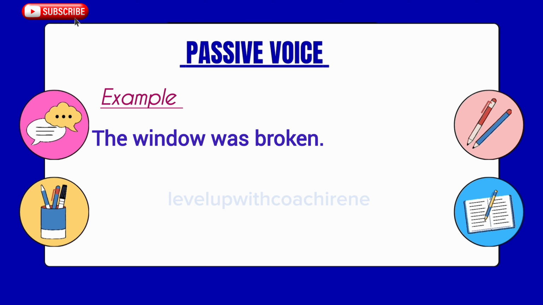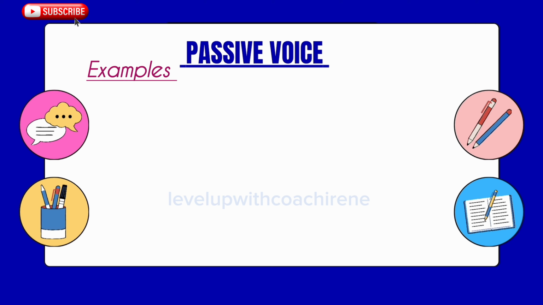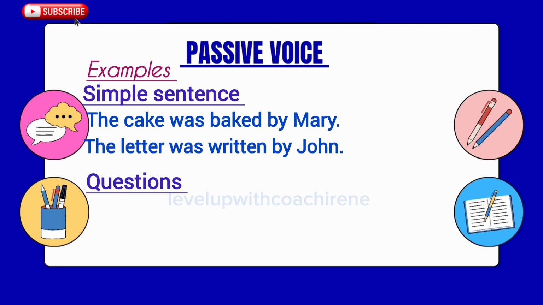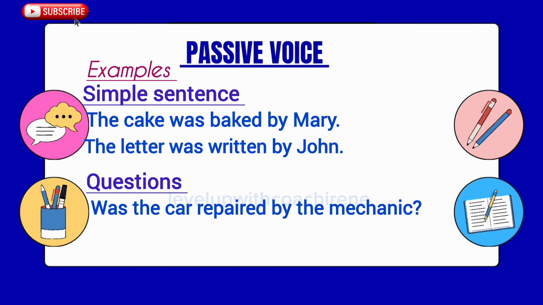In this sentence, the doer is omitted, maybe because the person is unknown or the speaker is trying not to implicate anyone. Other examples include, for simple sentences, the cake was baked by Mary. The letter was written by John. For questions, was the car repaired by the mechanic?